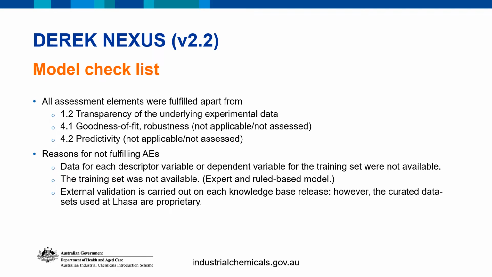DEREK Nexus model checklist. All assessment elements were fulfilled apart from 1.2, transparency of the underlying experimental data, 4.1, goodness of fit, robustness, and 4.2, predictivity. The reasons for not fulfilling these assessment elements were that the data for each descriptor variable or dependent variable for the training set were not available, and the training set was not available.